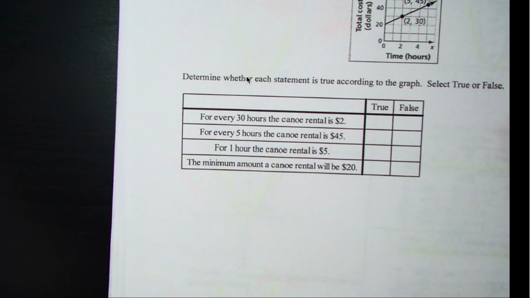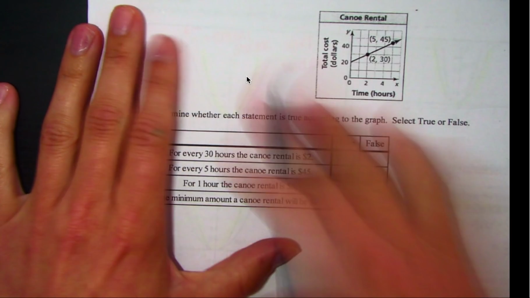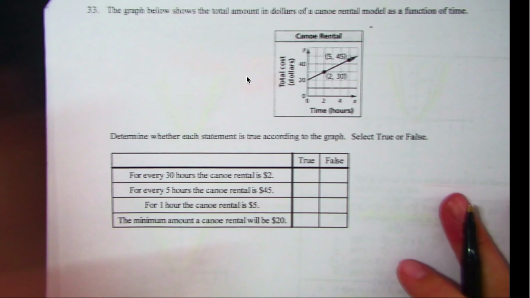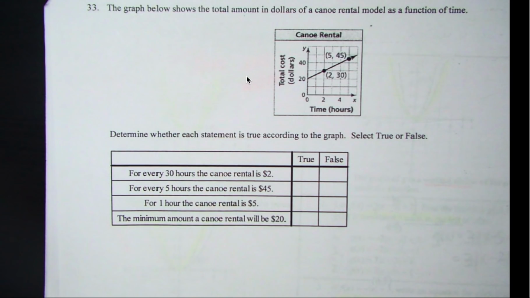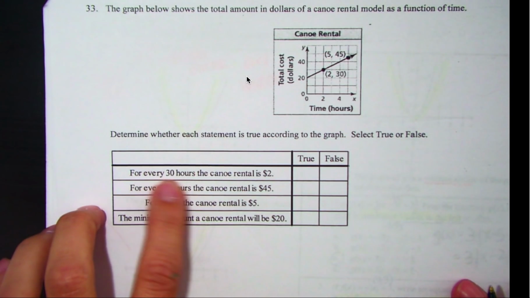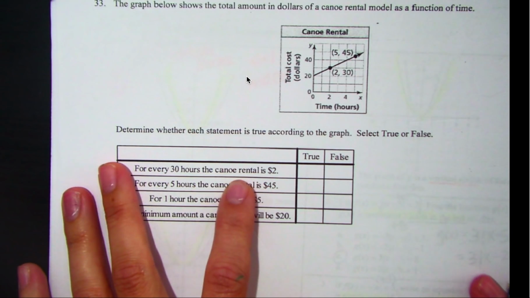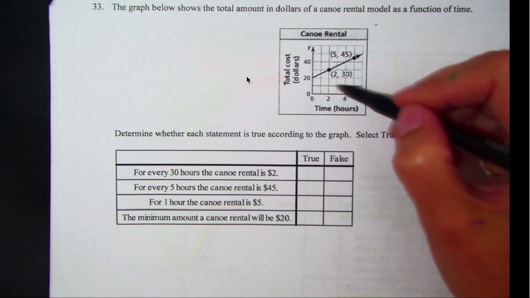Oh man, we're on our last problem. Okay, for this last one, we are going to use the graph below to answer the questions. All right, let's not overcomplicate this. They don't want us to write an equation. We just need to know how to read this. So if we say for every 30 hours, the canoe rental is $2, what are they trying to say? Maybe from this ordered pair.